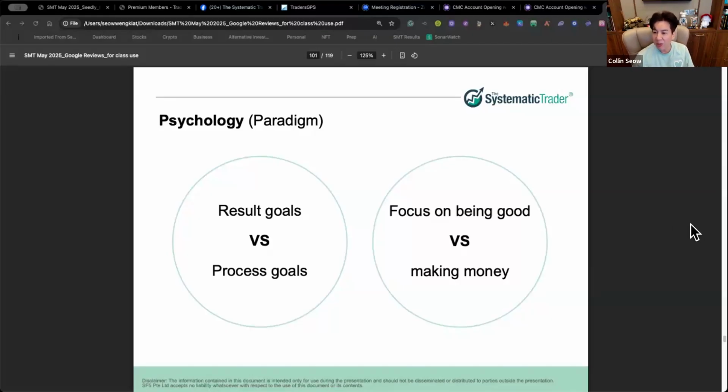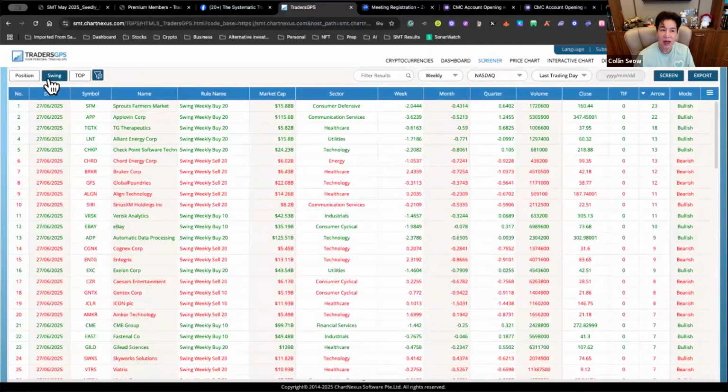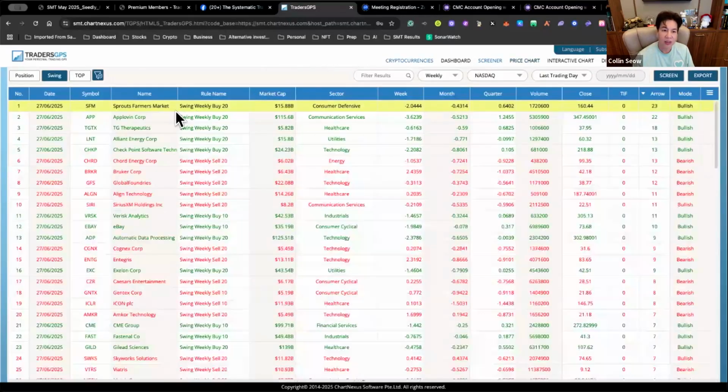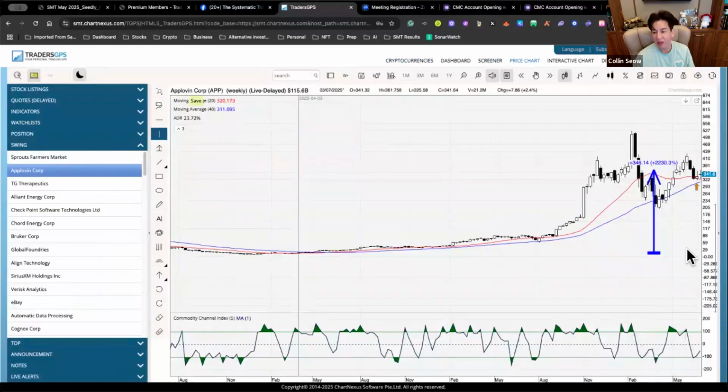Can you show me how to use Trader GPS to scan for swing trade setups? Okay, let's go through here. So, swing trade setup ranked by arrows. Everybody type in arrows, rank by arrows. After you rank by arrows, you look for the first one, and then you select the stocks accordingly. Let's say go to the second one, then select the stocks accordingly. Okay, got it?